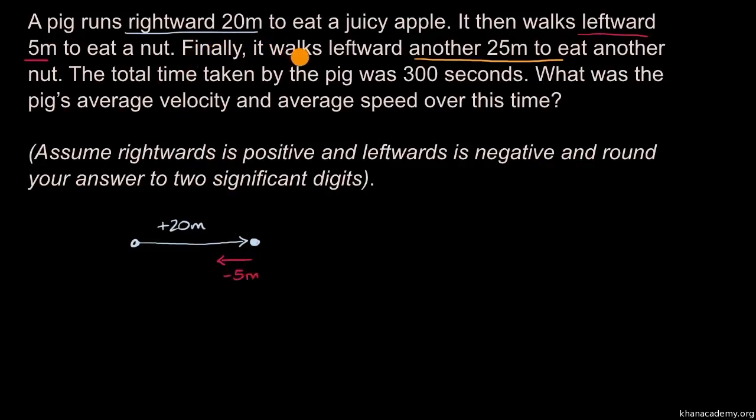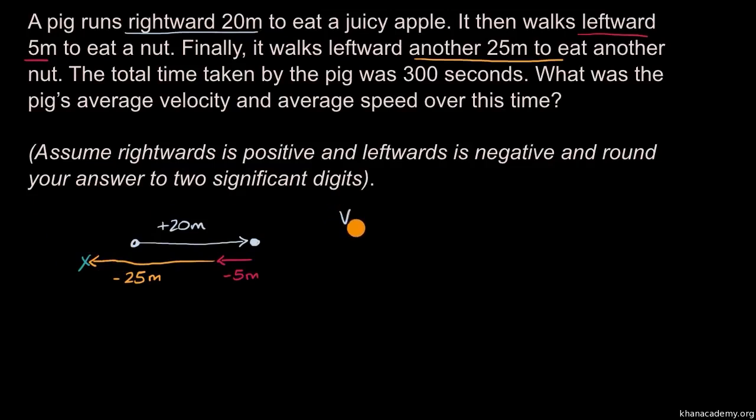And then finally it walks leftward another 25 meters. So then it walks leftward another 25 meters. So it gets right over there. So that would be a displacement of negative 25 meters to eat another nut. So it ends up right over there. Now, to figure out our average velocity, let me write it down.